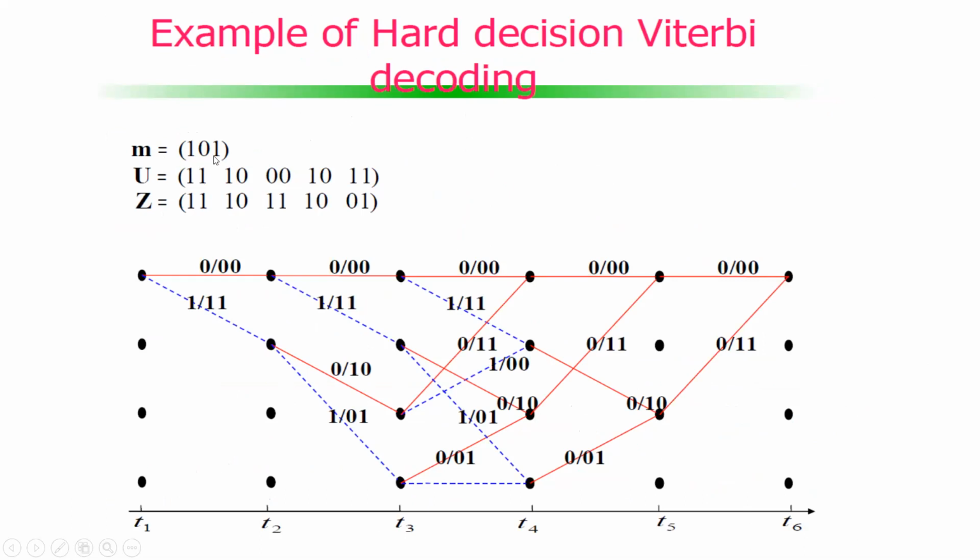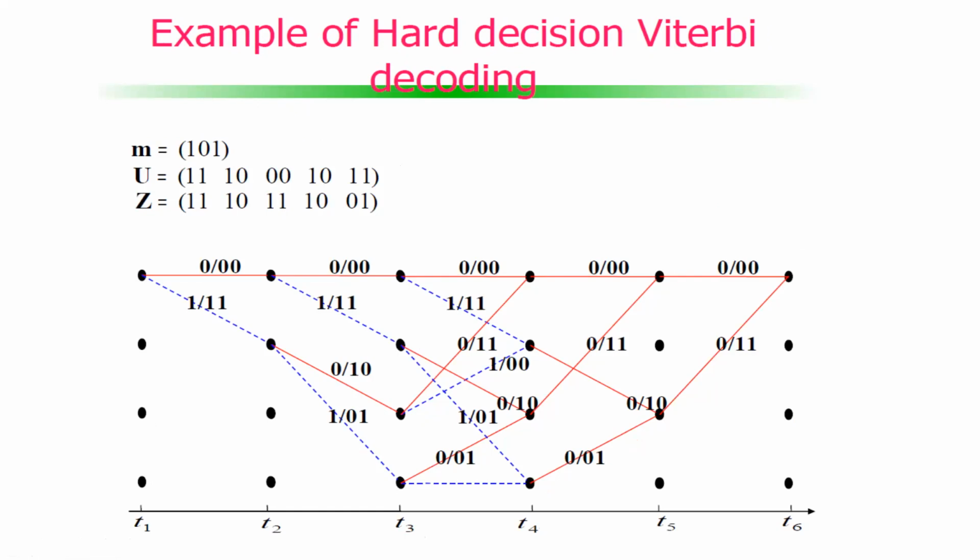The input is 101. The code word formed by the convolutional encoder is 11, 10, 00, 10, and 11. We have already seen it. So this is transmitted. I'm considering one transmitter at Patiala and receiver at, let's say, Texas. From Patiala, this code will be transmitted. At Texas, you receive this code word: 11, 10, 11, 10, and 01.